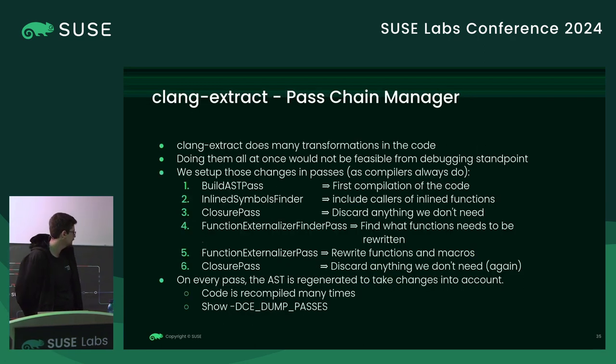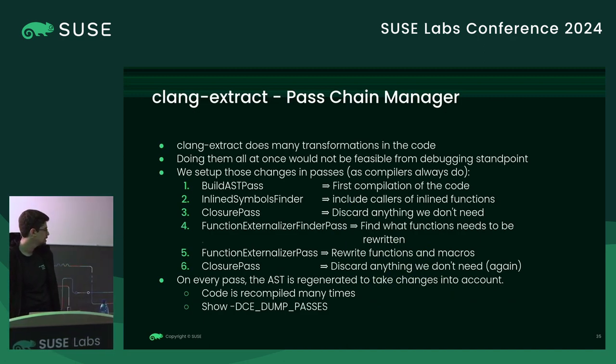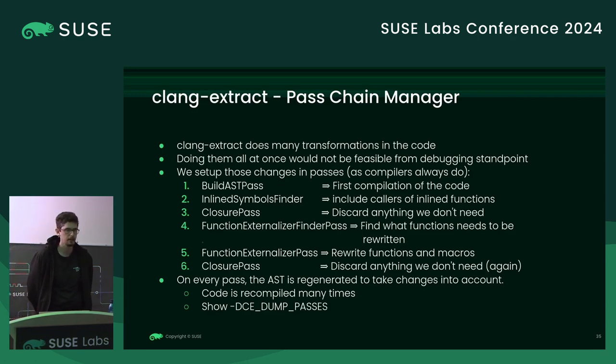All right, so clang-extract works with passes. Each of the passes generates C code, which is fed to the next pass, which then generates another AST, which will do its thing, then generate another C code that will be compiled into another AST, and so on and so on.